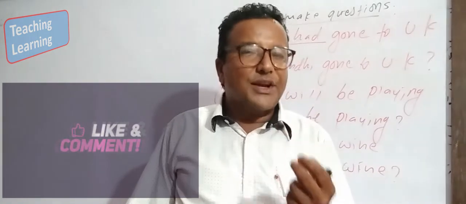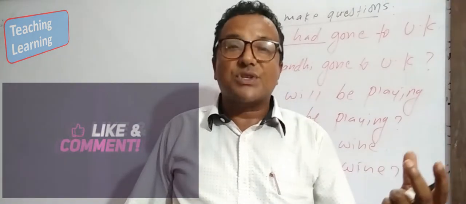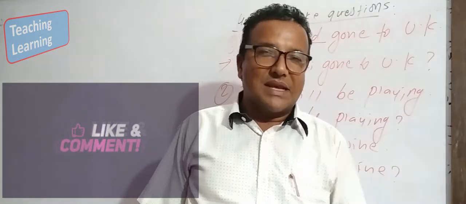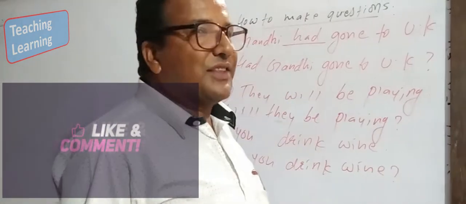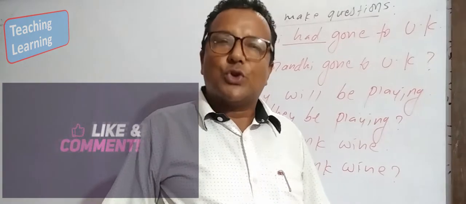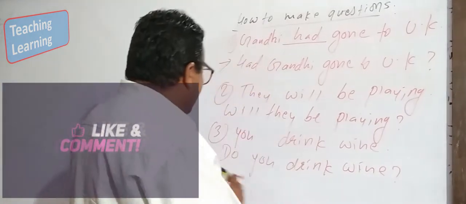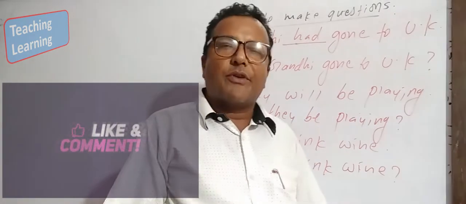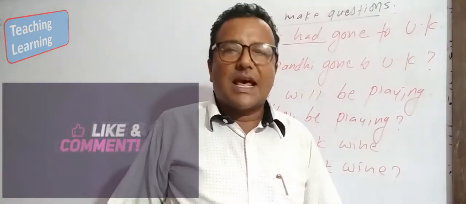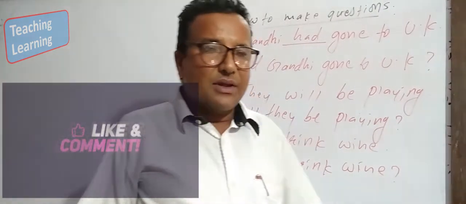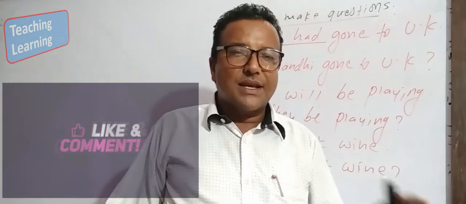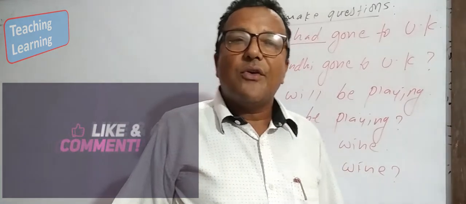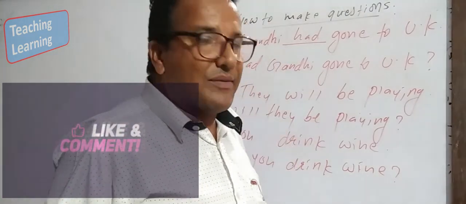Speakers feel it is difficult to ask questions, so today I am teaching you how to make questions. Please listen carefully. I think that it helps you to speak English. Rule number 4. If there is no auxiliary verb and the main verb is in the fifth form, that means V5.